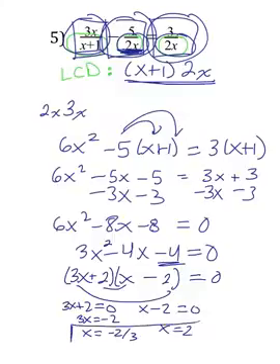And now I just got to go back to the original problem and check to make sure that neither one of these makes me divide by 0. If x equals negative 2/3, none of these are 0. And if x equals 2, none of these are 0. So these are both my answers. They're both totally safe.